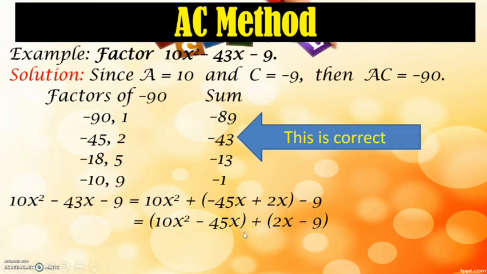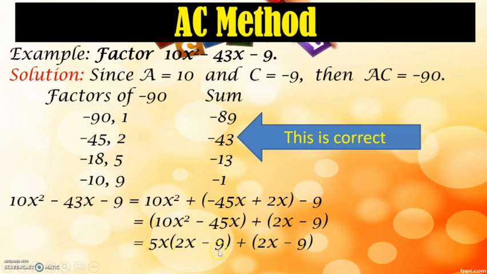Here, I group 10x squared and negative 45x. And I form another group, 2x minus 9. What is the common factor for 10x squared minus 45x? It's 5x. After extracting 5x, what is left is 2x minus 9. The group 2x minus 9 has no common factor other than 1. So we have here 2x minus 9.